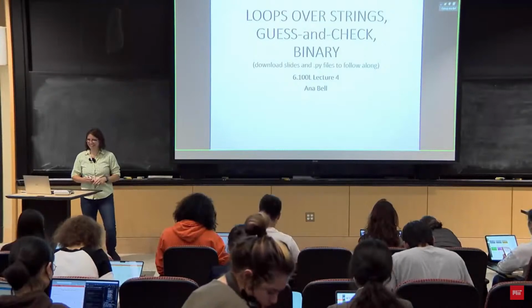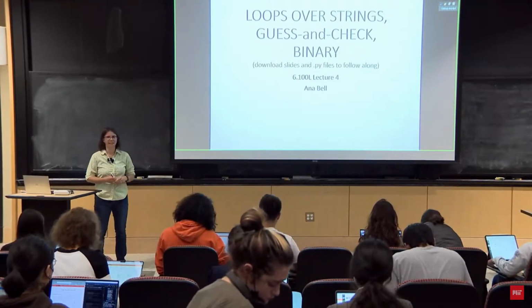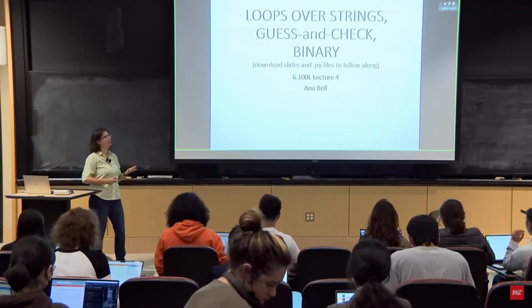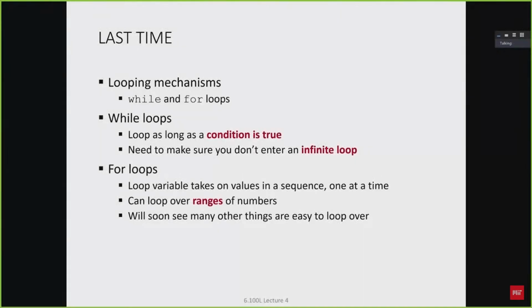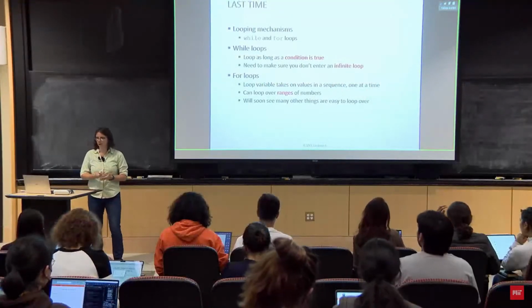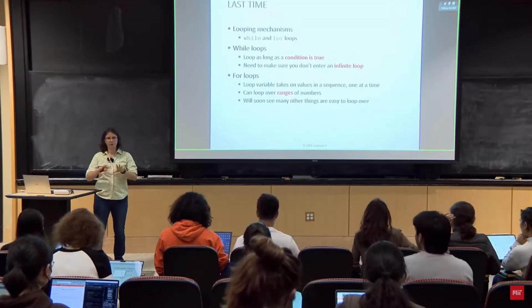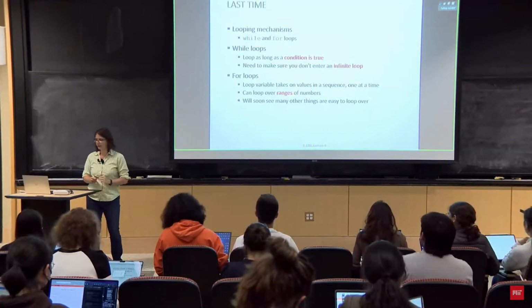Okay, so let's get started. Today we will be continuing talking a little bit about loops and seeing some other couple of nuances of loops. And then we'll get started on our first algorithm, the guess and check algorithm. And then towards the end, we're going to start talking about binary numbers in advance of seeing our next algorithm. So let's do a quick recap of what we learned last time, and then we'll do a little coding example, and then we'll move on.